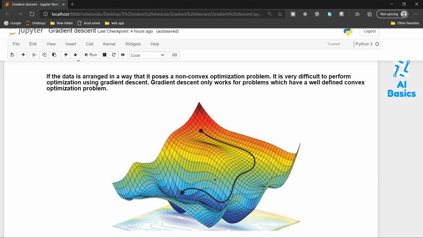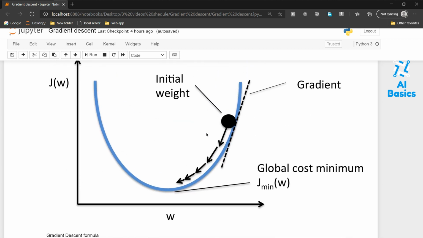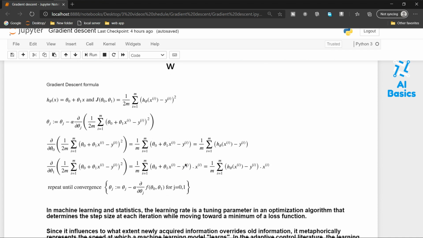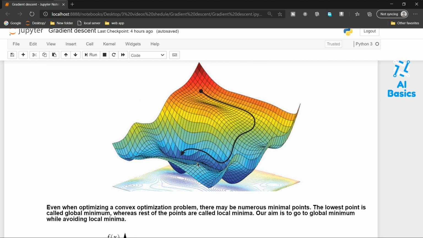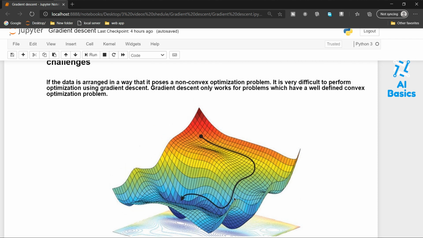So you are seeing the non-convex optimization graph. Here we see the convex graph, where there is only one global minimum, and local minimum and global minimum are equal in this graph. But here we have one global minimum and more than one local minimum. So this is called a non-convex optimization problem.